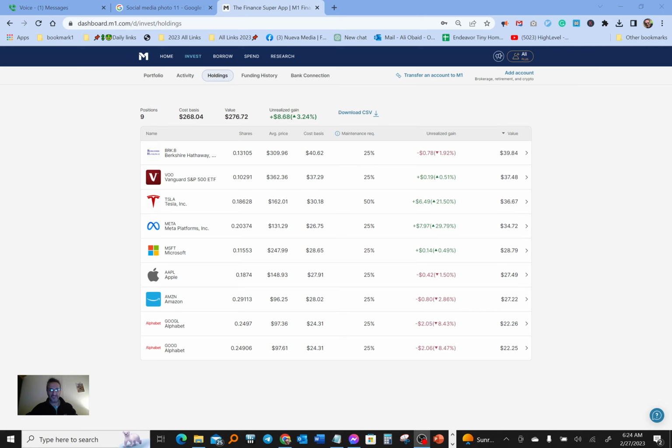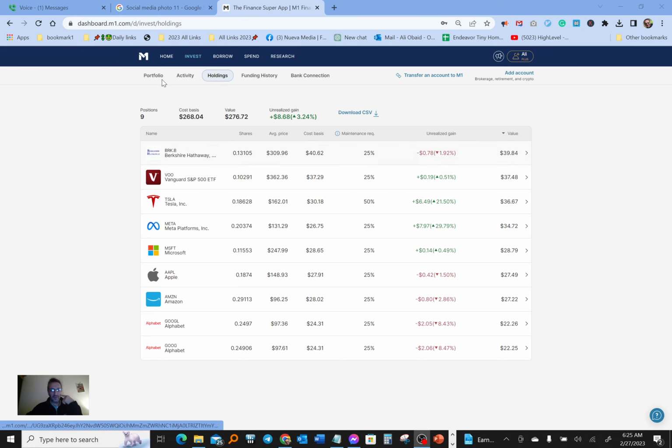Today, I'm going to discuss a little bit about M1 Finance. As you guys can see over here, I have nine holdings, nine positions. I have this amount invested. My portfolio is up 276, which gives us a gain of $8.68. It's not very much. All of it's tiny amounts, but at least overall, everything is up.